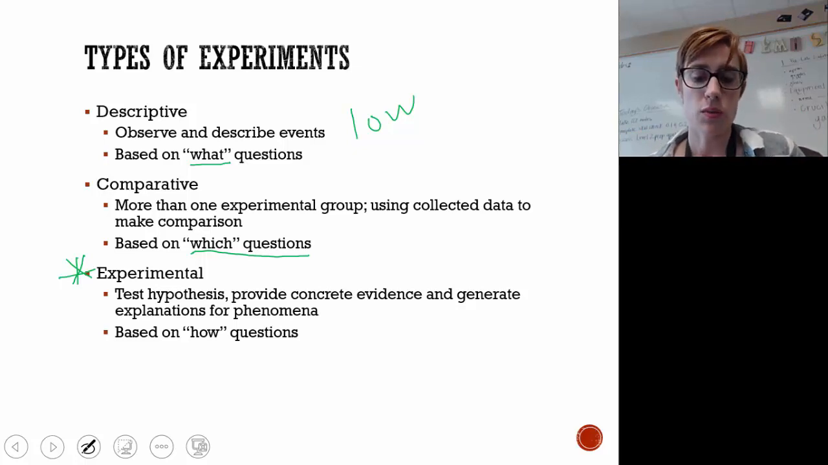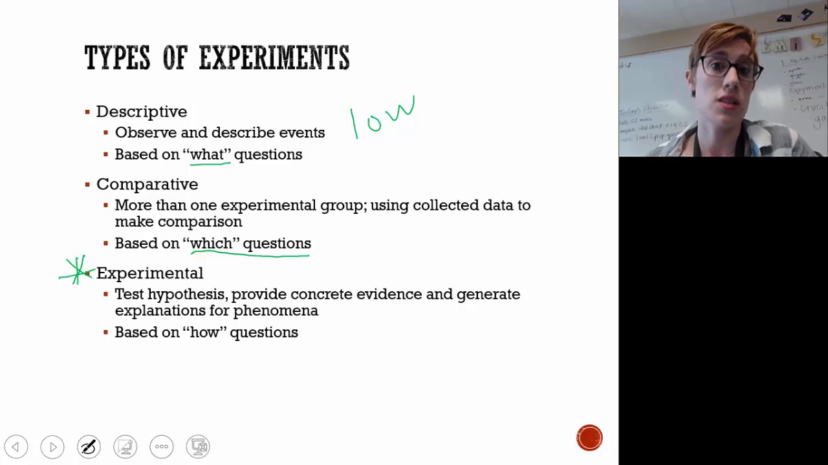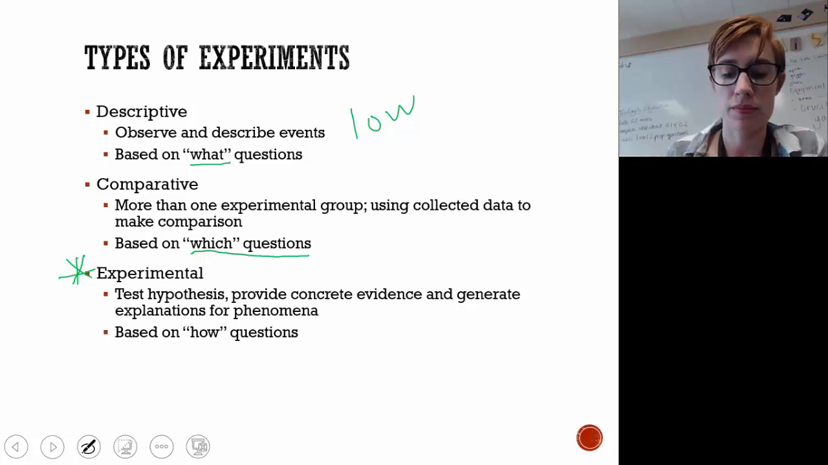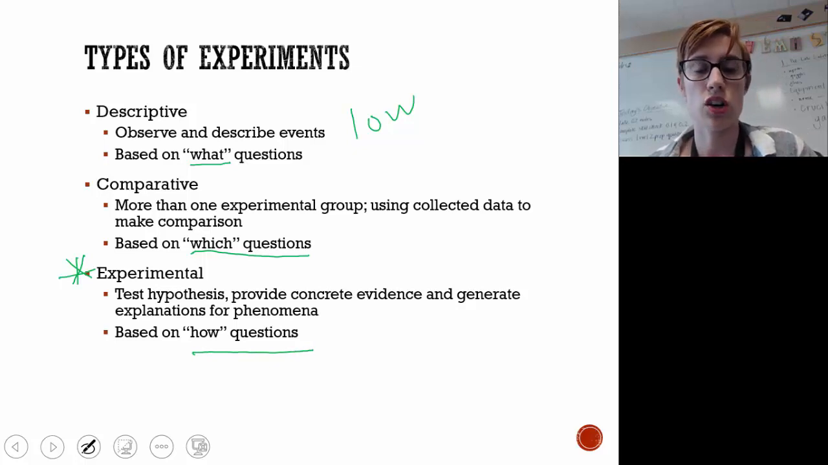The highest level of experimenting are the experimental experiments. This is when we actually create a hypothesis, you test it, you provide concrete evidence to either support or not support your hypothesis, and then you generate an explanation for a phenomena. These types of experiments are created to answer a how question.